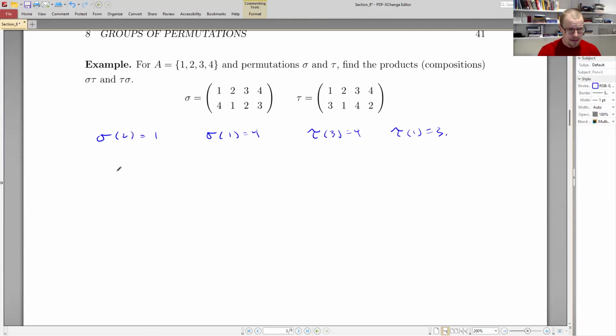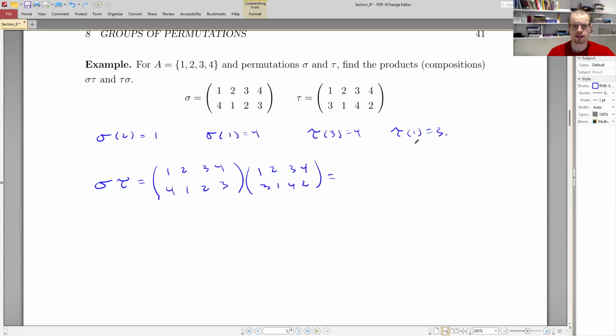Now, if I wanted to combine our two functions together, let's evaluate sigma tau. What we want to remember is that we are combining them in a right to left sense. So I'm going to write down our two permutations: 1, 2, 3, 4, and sigma is first, 4, 1, 2, 3, and we are multiplying that with tau, 1, 2, 3, 4, 3, 1, 4, 2.